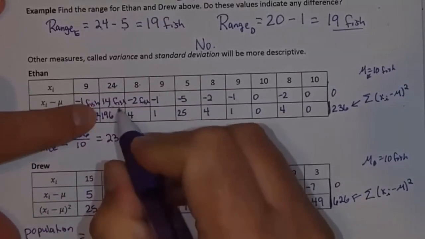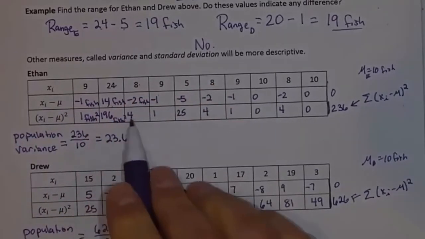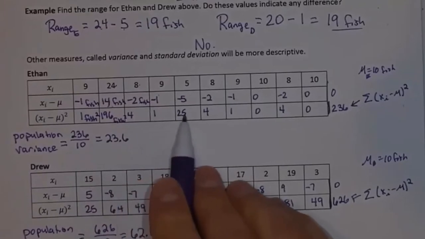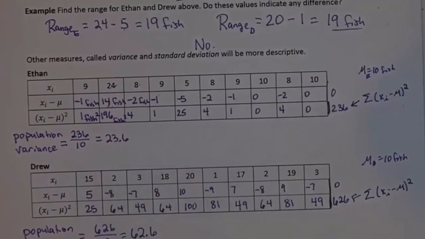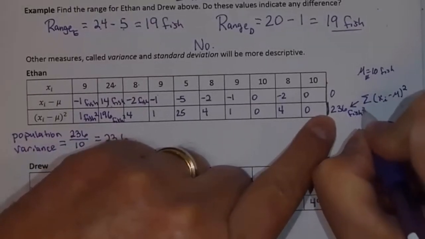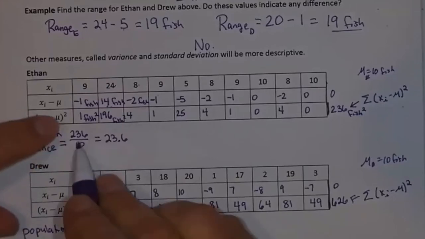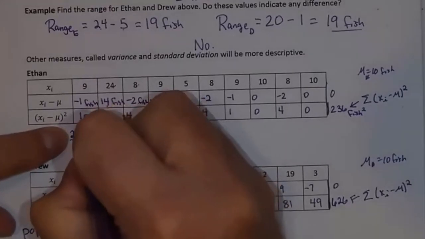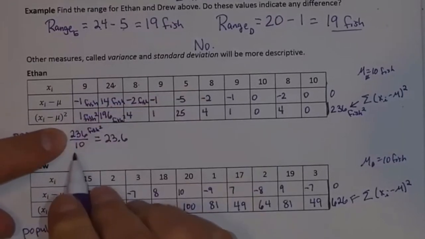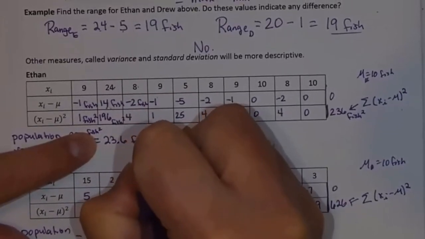When I square 14 fish, I get 196 square fish, and so on. 4 square fish, 1 square fish, 25 square fish, and so on. So when I add that all up, I have 236 square fish. Do you see an issue with that in the units? What in the world is a square fish? There's no such thing. It doesn't make any sense. So then when I take 236 square fish and divide by 10, my variance is 23.6 square fish.